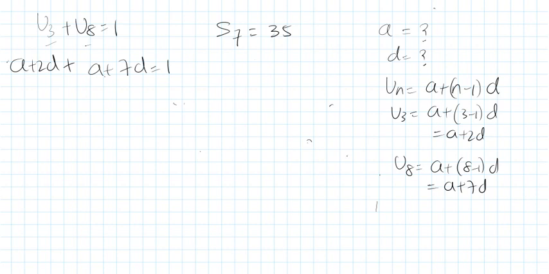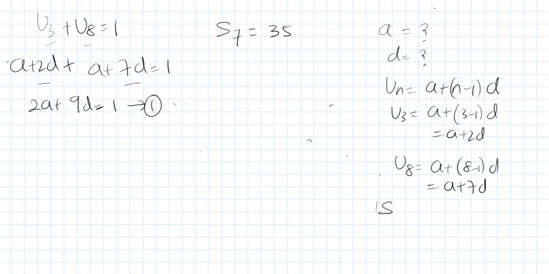And then here we can group the like terms together. We can group the a, so a plus a is 2a. 2d plus 7d is 9d, equal to 1. Okay, that's my first equation. I call it 1. The second equation is linked to the sum.